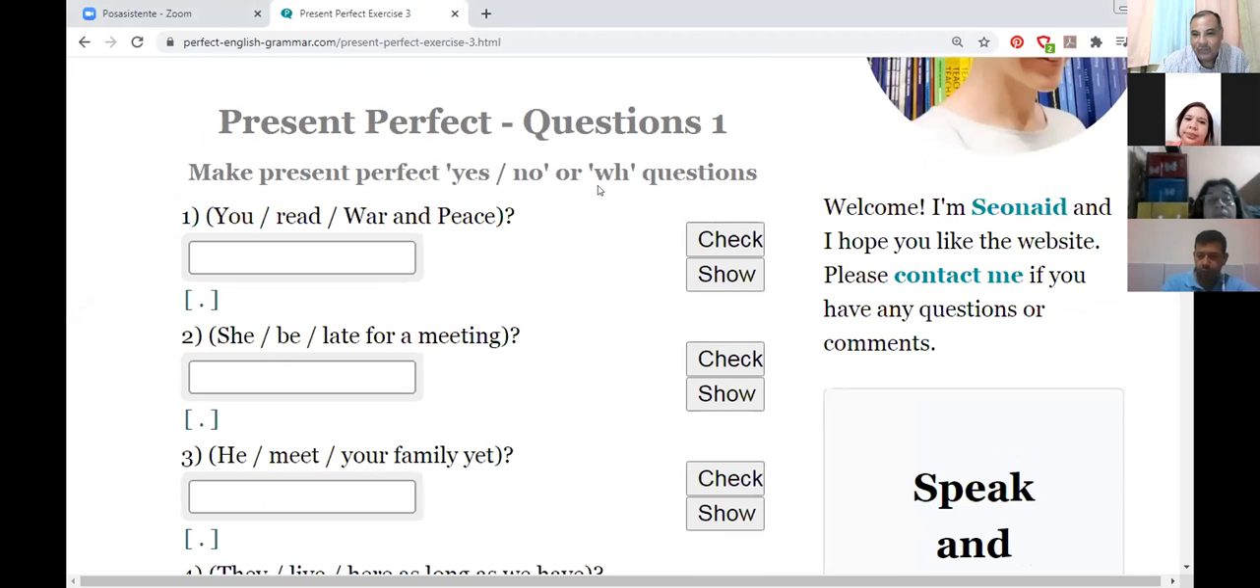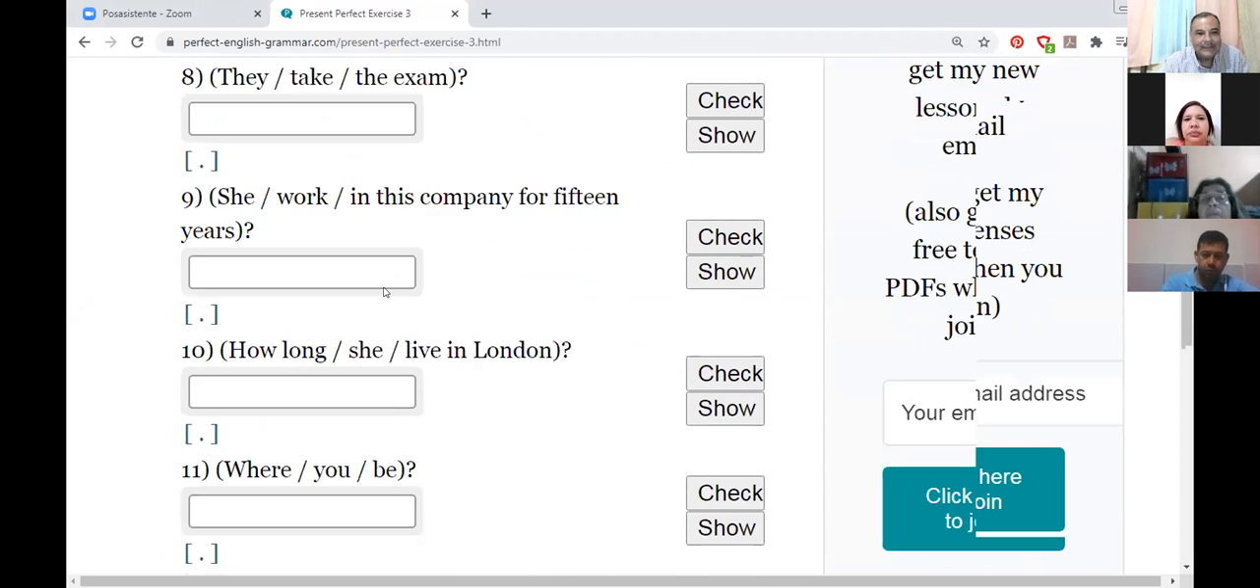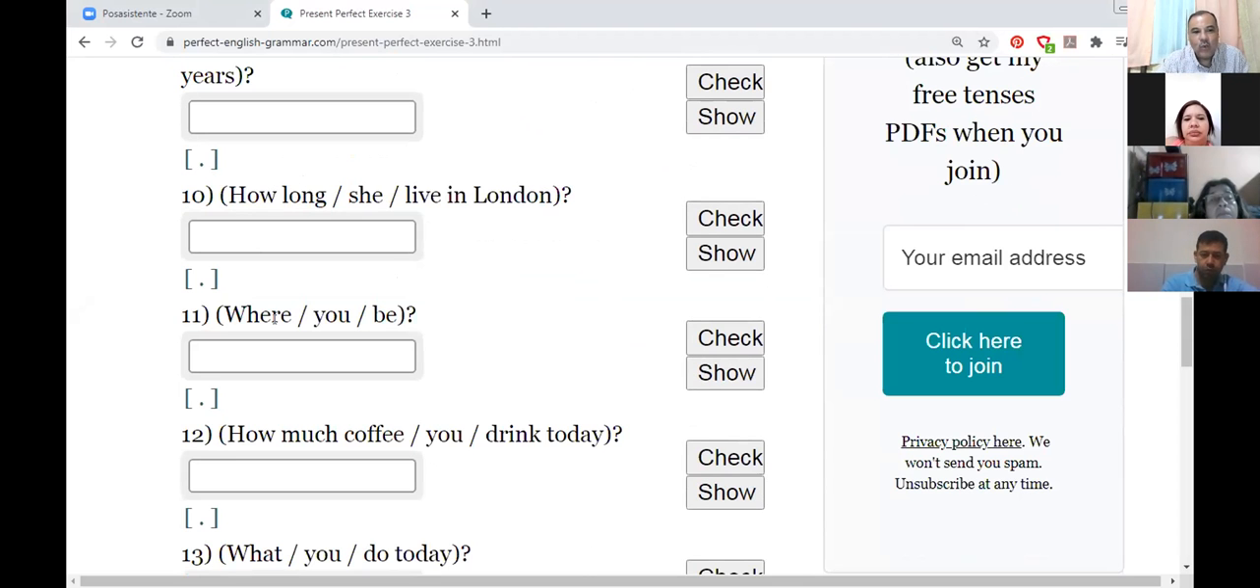So here are exercises with the present perfect. All of them are questions. Remember, when we have a question with how long, where, how much, that word goes before the auxiliary. For example, number 10. How long? What is the meaning of how long? Hace cuánto? How long has she lived? What is the auxiliary? Has, because the subject is she. How long has she lived in London? It's a question, so I put a question mark. Is that clear?